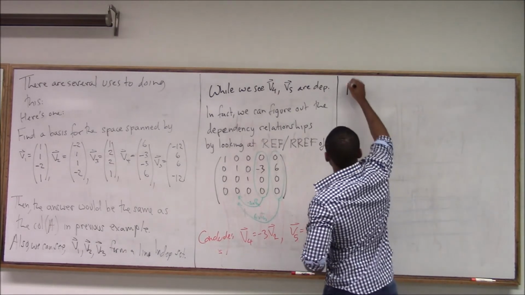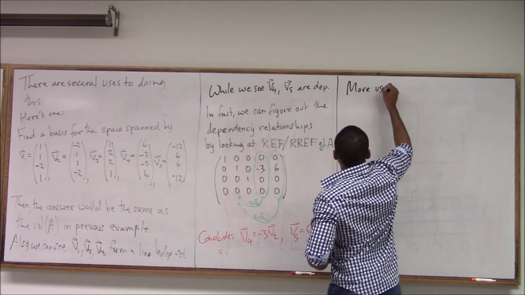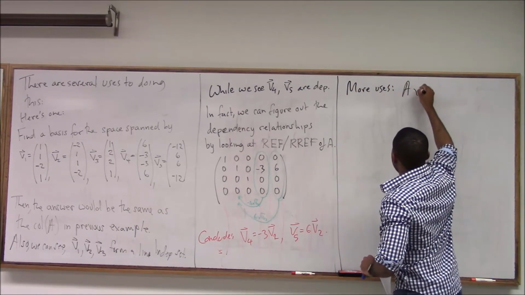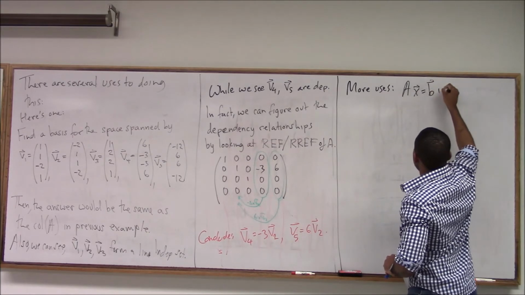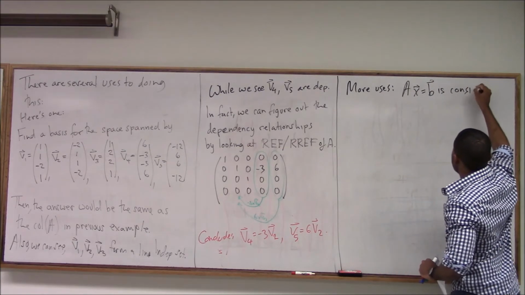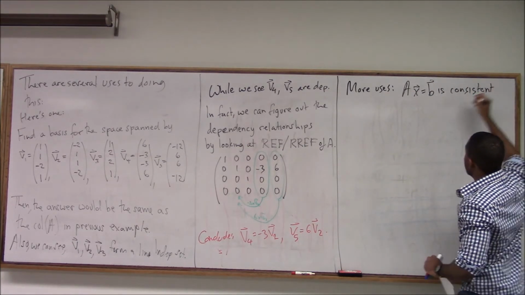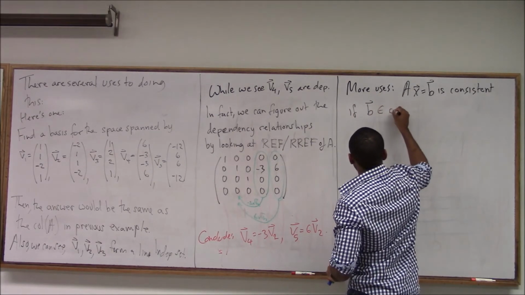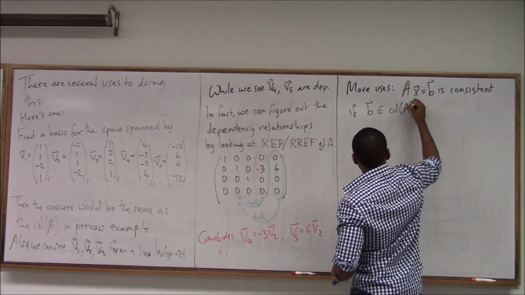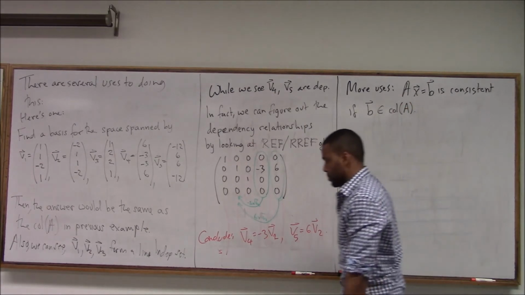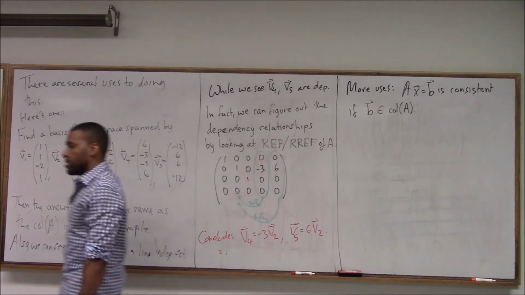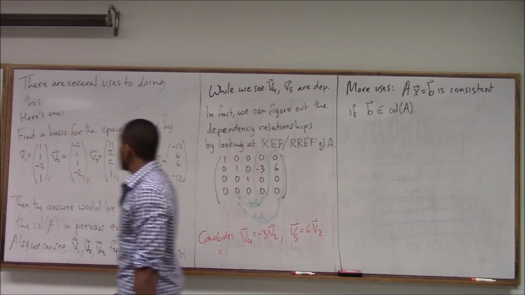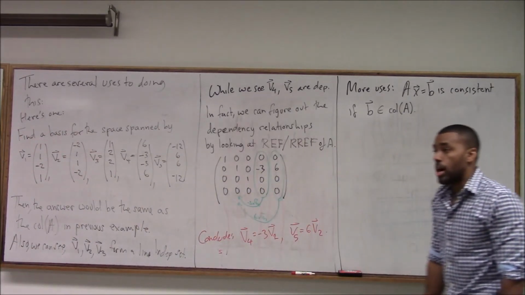More uses. AX equals B is consistent, meaning this thing will only have a solution if your B is an element of the column space. That means the column space kind of identifies what your possible outputs can be.